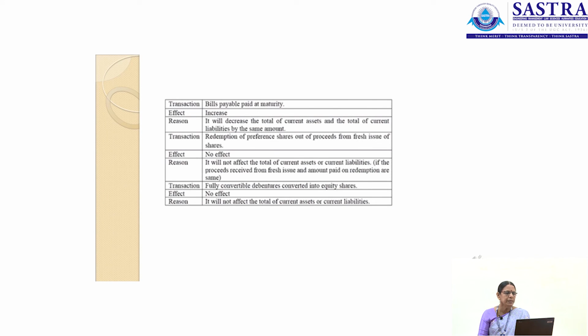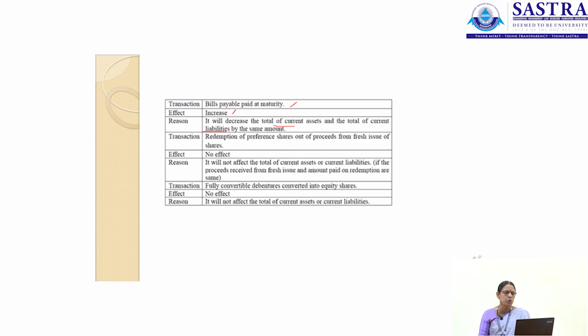Bills payable paid at maturity. When bills payable is paid at maturity, bills payable will decrease and cash will decrease. So, current assets will decrease and current liabilities will also decrease by the same amount. So, it will increase your current ratio. If both the denominator and your numerator decrease, it will increase your ratio.